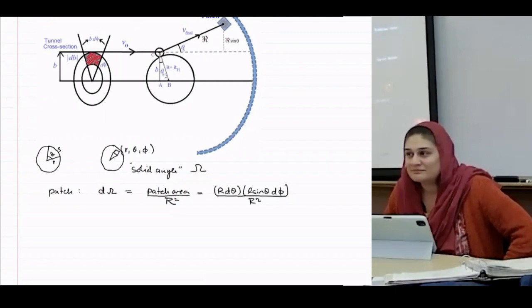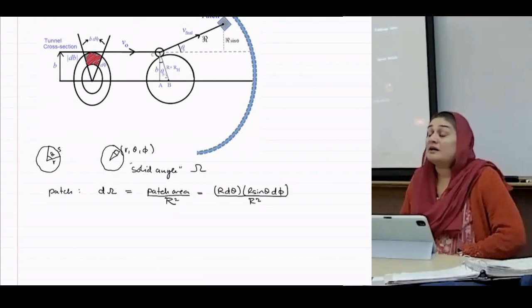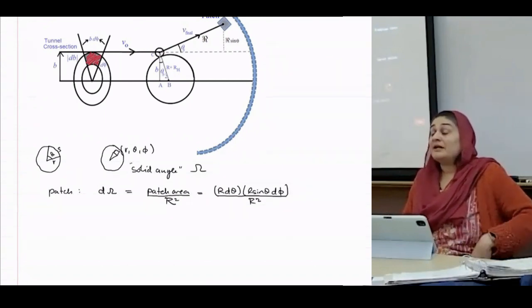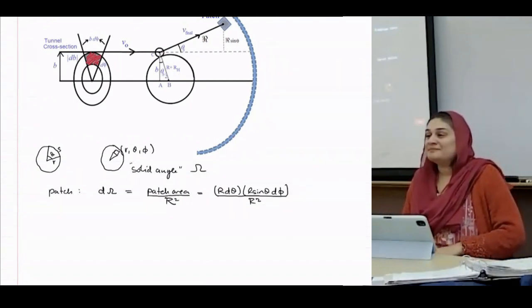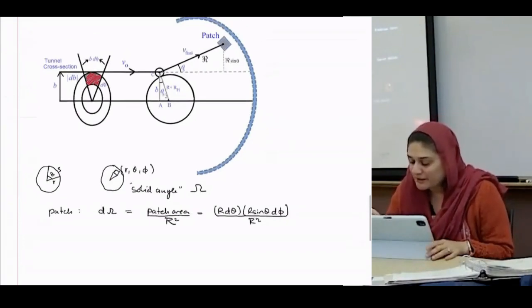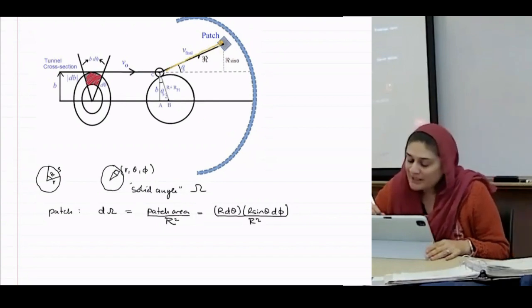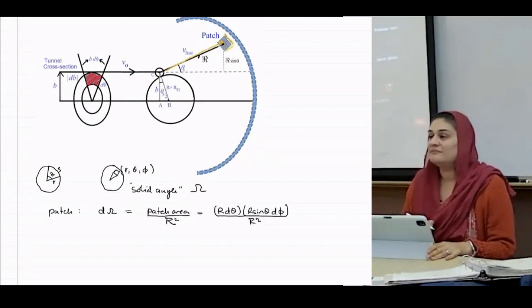I hope. Why are you doing two parts though? Why am I doing two parts? Because R is a constant. And I'm defining the patch. So I'm only looking at this patch right here. So this patch has two sides. The R is on the outside, right? That remains constant. So I just have to worry about this side and that side.